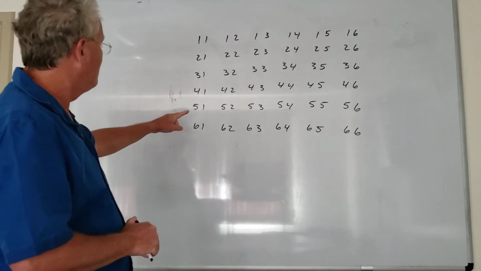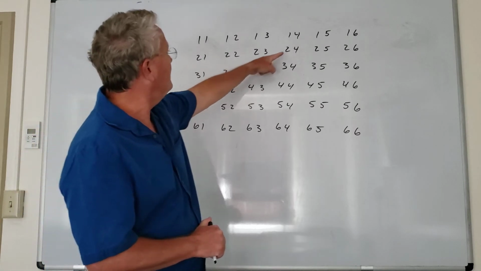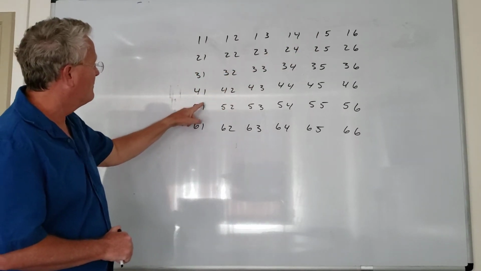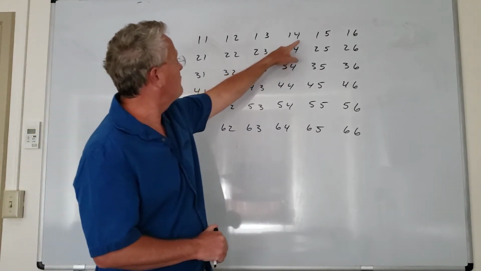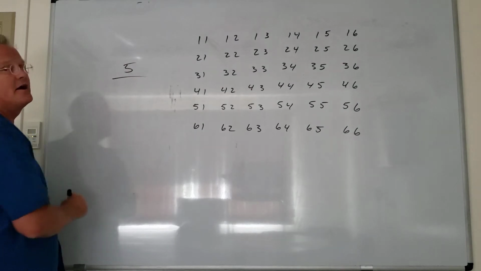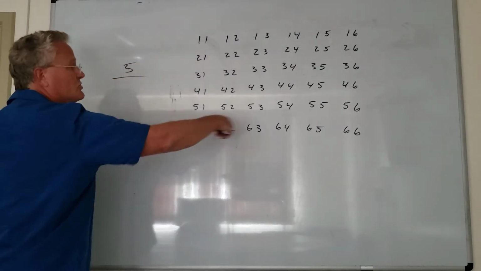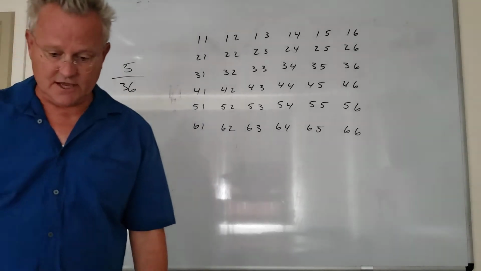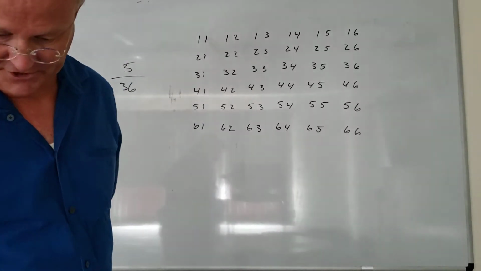Part A says, what is the probability that the sum of the two dice is a 6? Well, notice this diagonal right here, these add up to a 6. How many are there? 1, 2, 3, 4, 5. So there's a total of 5 that add up to 6 out of the total number, which is 36. So part A, the answer is 5 out of 36.